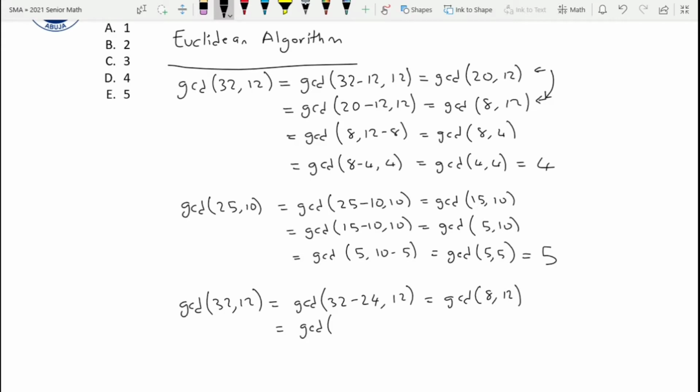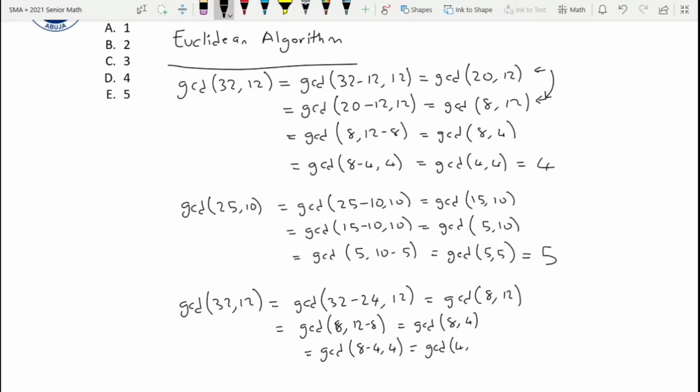And then from this point we have GCD of 8 and 12 minus 8, which is GCD of 8 and 4. And then everything just goes on normally from this point onwards. So that's just another way of using the Euclidean algorithm that you should be familiar with.